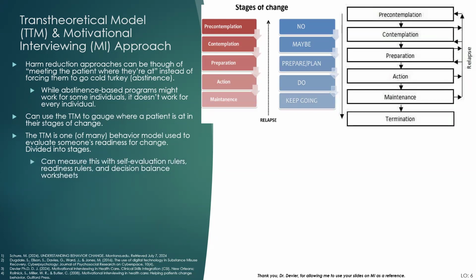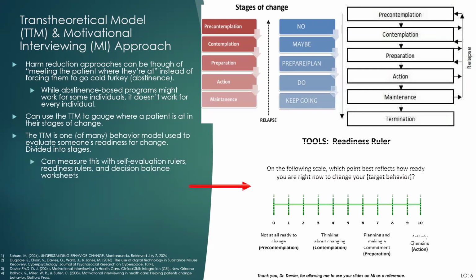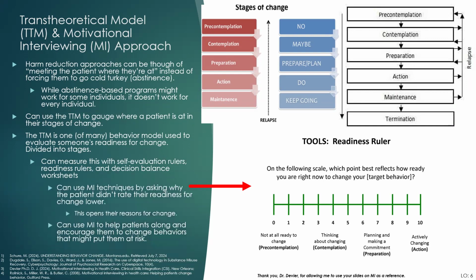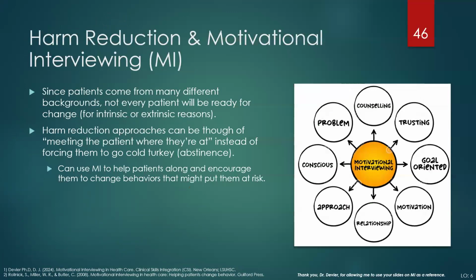You can measure this with self-evaluation rulers and readiness rulers. So at this point, you can ask the patient, are you ready to make change at all? Not at all. I'm thinking about making change, planning and making change, and then actively changing. You can use that to gauge where they are. And you can use motivational interviewing to hopefully push them along this model of change and figure out what needs to happen so they can get this change done.